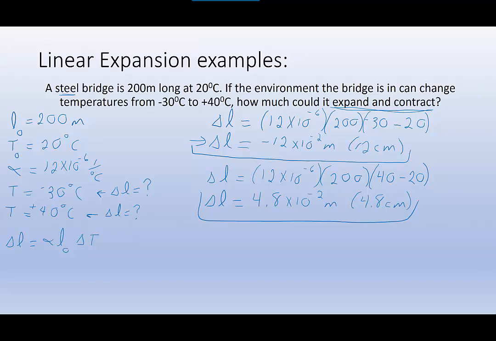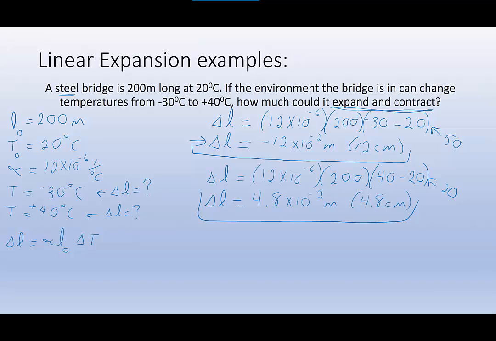The reason that they're so different is because our contraction is over a larger temperature change than our expansion. The rates at which they expand and contract are the same, but our temperature differences are significantly different here. On the expansion, you only have a delta T of 20, whereas on the contraction, you have a delta T of 50.